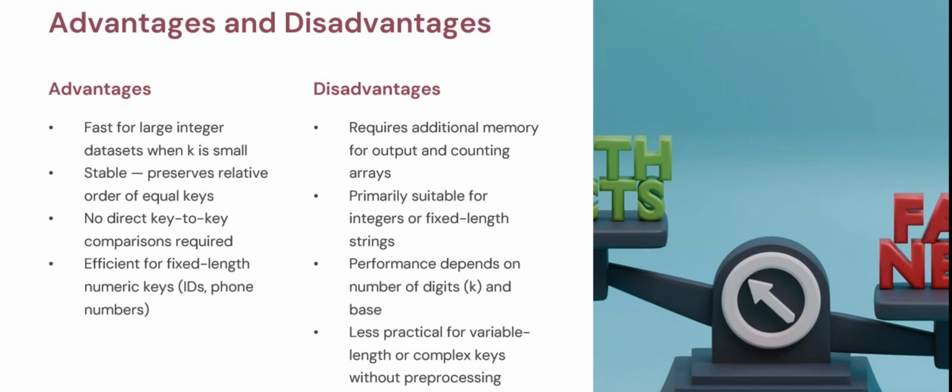Disadvantages: it requires additional memory, O of n plus k extra space for the output and count arrays. It's primarily designed for integers or fixed length strings. Applying it to floating point or complex objects requires extra pre-processing. Performance degrades when k is large. If you are sorting 20-digit numbers, you have 20 passes, which may not beat comparison sorts, and it's less practical for variable length keys without careful padding or pre-processing.